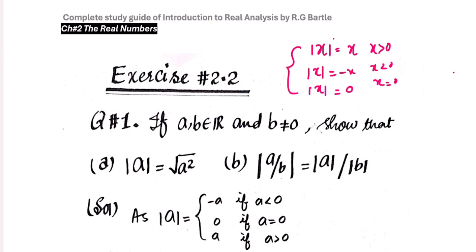The absolute value of a positive real number is positive. The absolute value of a negative real number x is minus x. And in case your real number is 0, then its absolute value is equal to 0.